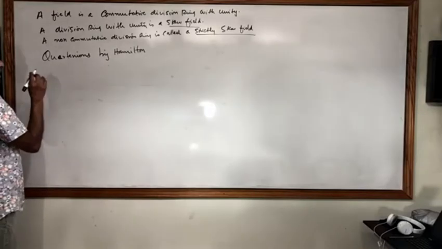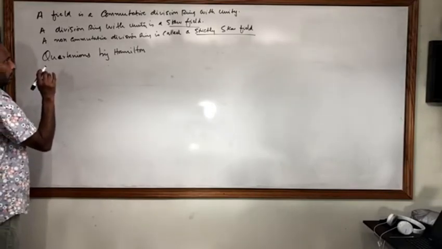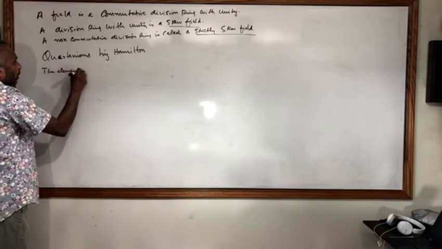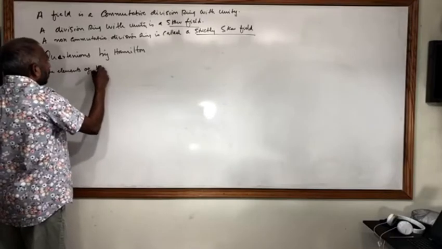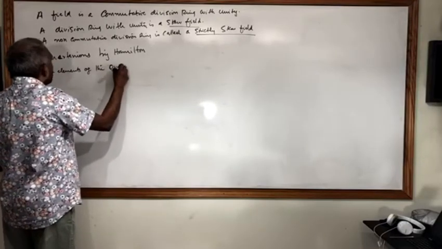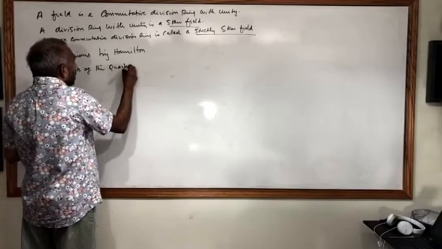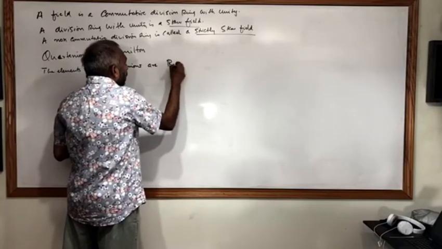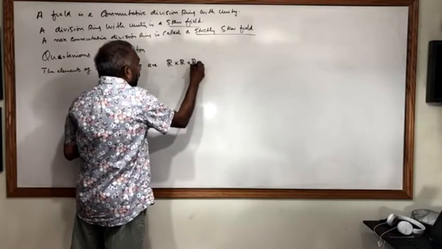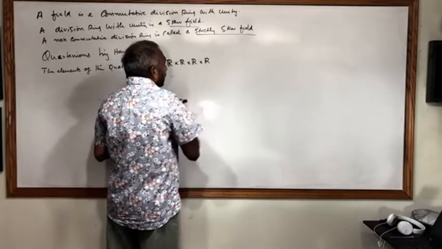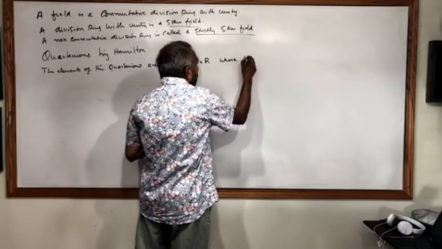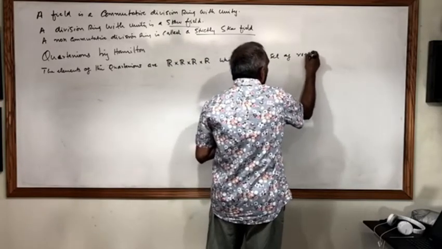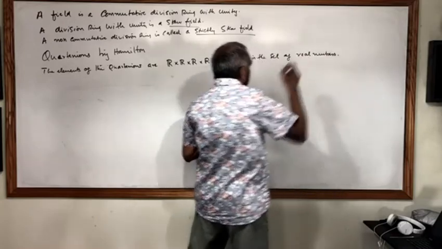So let us start with the elements of the field. The elements of the quaternions are the direct product of real numbers. R is the set of real numbers.